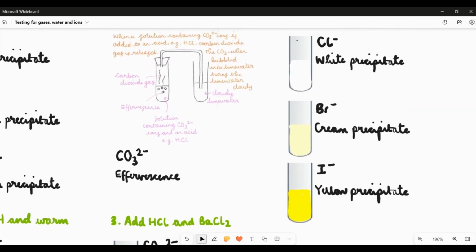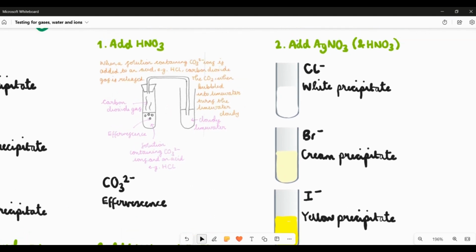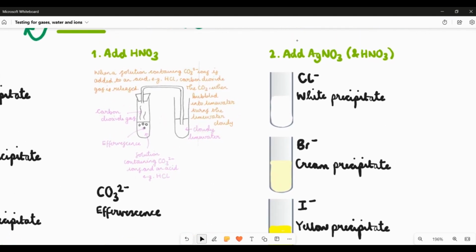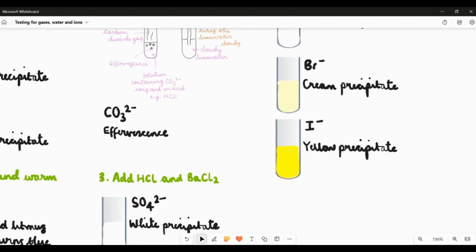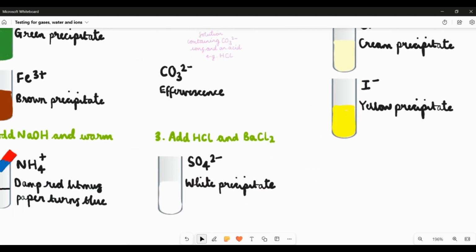Chloride ions give a white precipitate, but that white precipitate is made when we have added nitric acid and silver nitrate. Sulfate ions will give us a white precipitate when we add hydrochloric acid and barium chloride. So it's really important that you don't get those 2 confused.